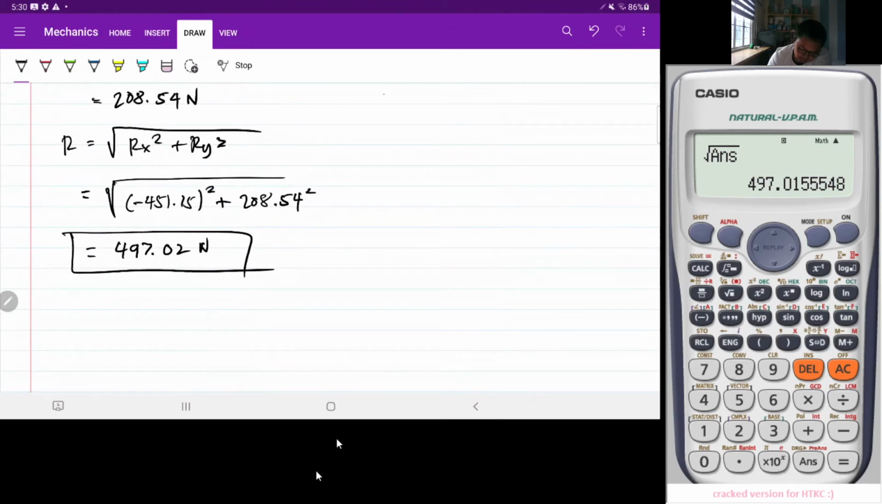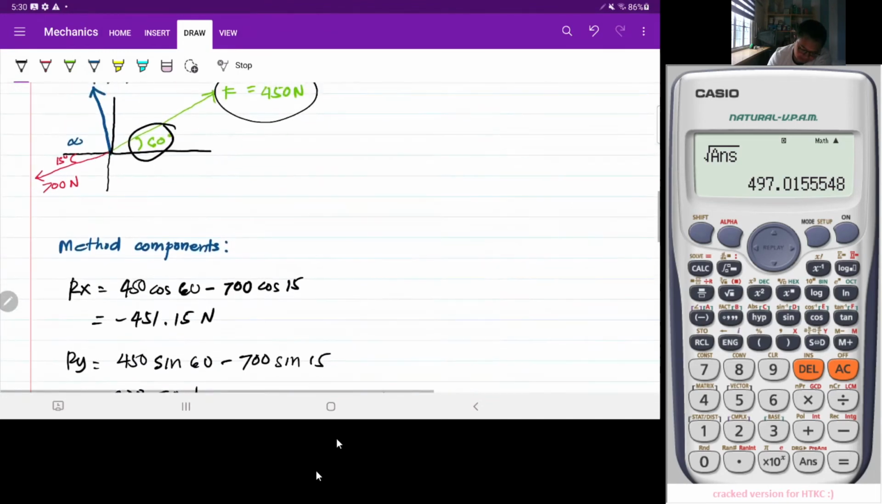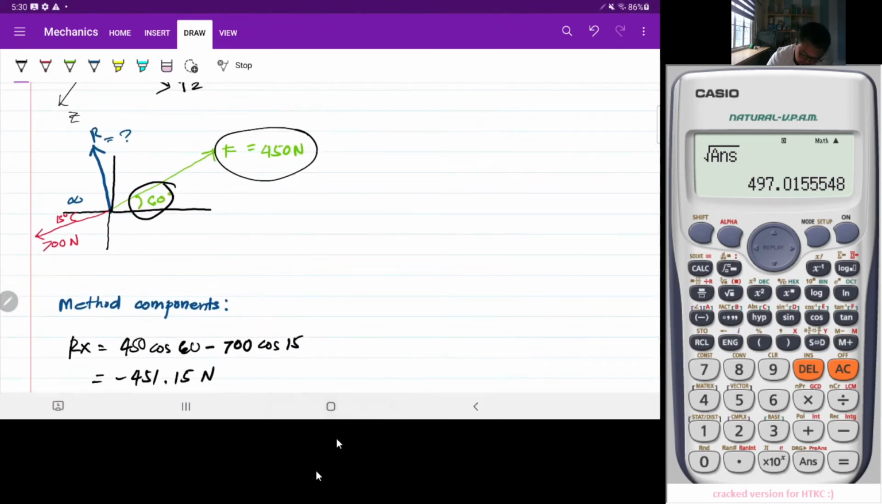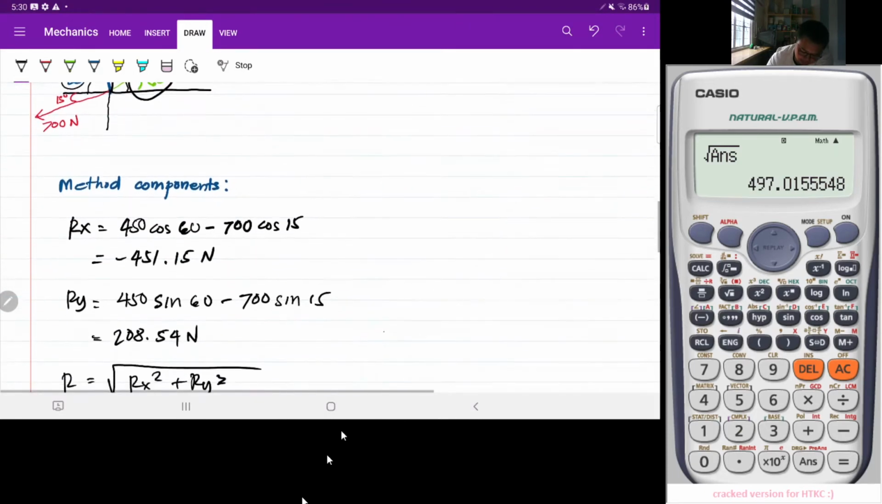Okay. Now to find the angle from the horizontal, measured counterclockwise, let's say this is alpha. We have to solve first this. Let's say that is beta. This is beta, and this is alpha. So let's solve alpha first.